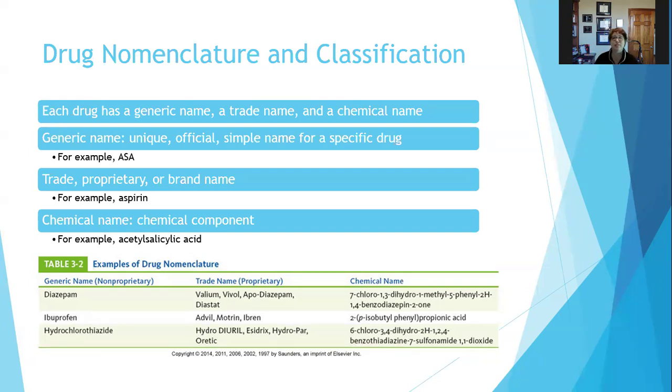But this is one of my favorite little green and white tables from the book. It has some examples of generic, trade name, and chemical name. Usually the trade name varies because different manufacturers make the same drug. A good example is ibuprofen, the generic name. Trade names are Advil, Motrin, or Ibrin. They're all ibuprofen, but those are 3 different manufacturers that make that. And the chemical name is over there. I'm not going to read it to you.